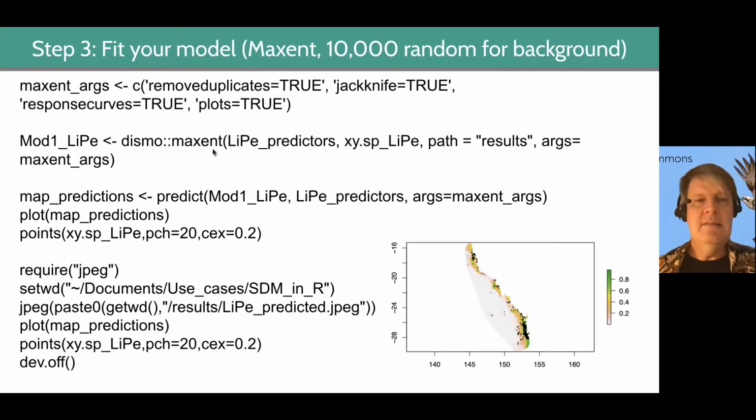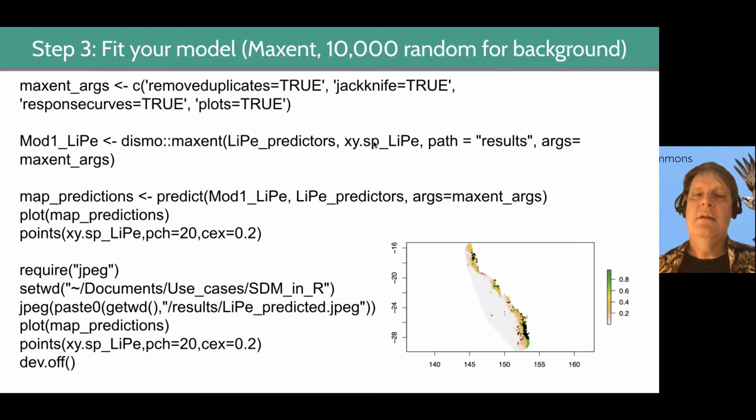And this simple line of code is the machine learning algorithm. So this is going to run the machine learning algorithm. We're calling Maxent from Dismo. Again, that works because we have Java installed and we have the Dismo Java files downloaded. And then this is our predictor variables. So that's our stack of environmental data, right?